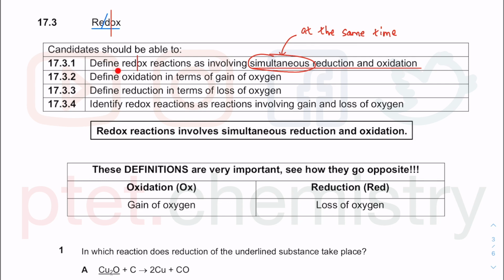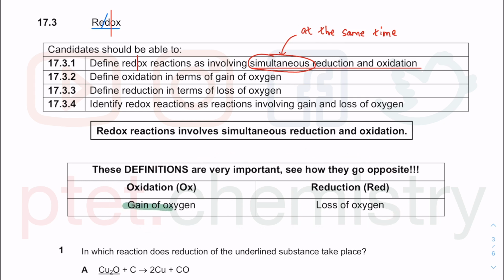So basically this is the definition. Candidates should be able to define what is redox. Redox is simultaneous reduction and oxidation, or you can say a redox reaction has reduction and oxidation happening at the same time. So what is oxidation? Oxidation is the gaining of oxygen. Reduction is the loss of oxygen. And these have already been summarized in this short table.